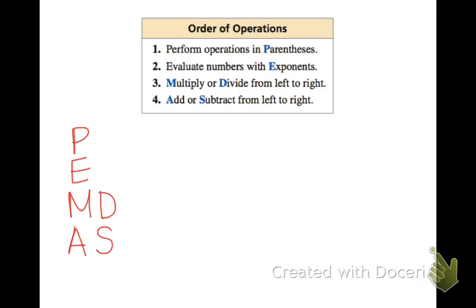I know that we say that P stands for parentheses, but what's really important here is that P stands for any grouping symbol. Anything that combines numbers into a group is going to be in this category of parentheses. So some examples of what I mean here would be like absolute value bars. The absolute value of 2 minus 5, that would count as a grouping symbol.